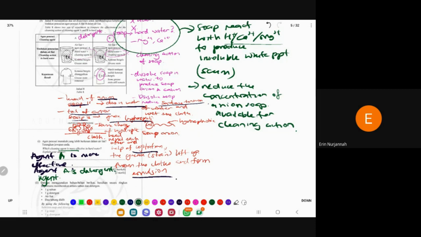So how? Explain why this is more effective? Because agent A does not form scum. Everybody clear?